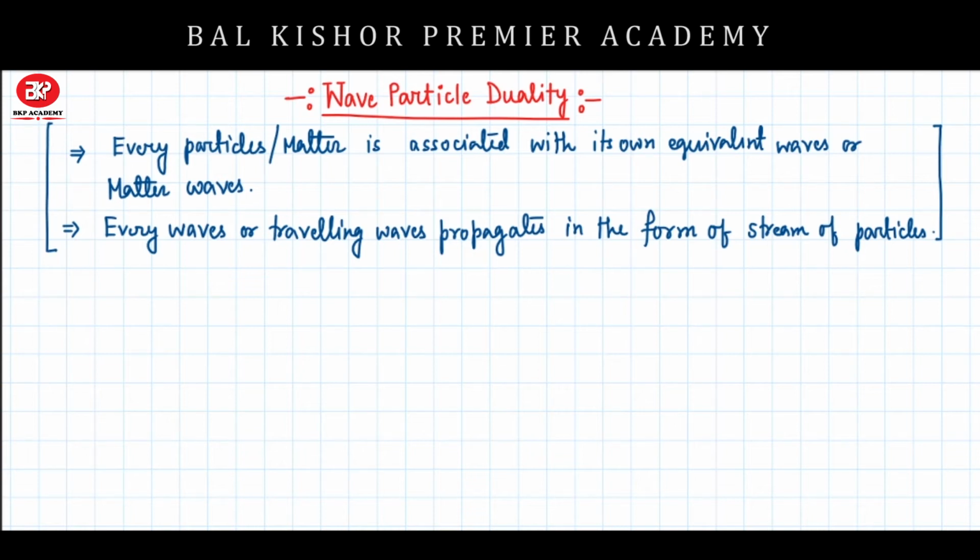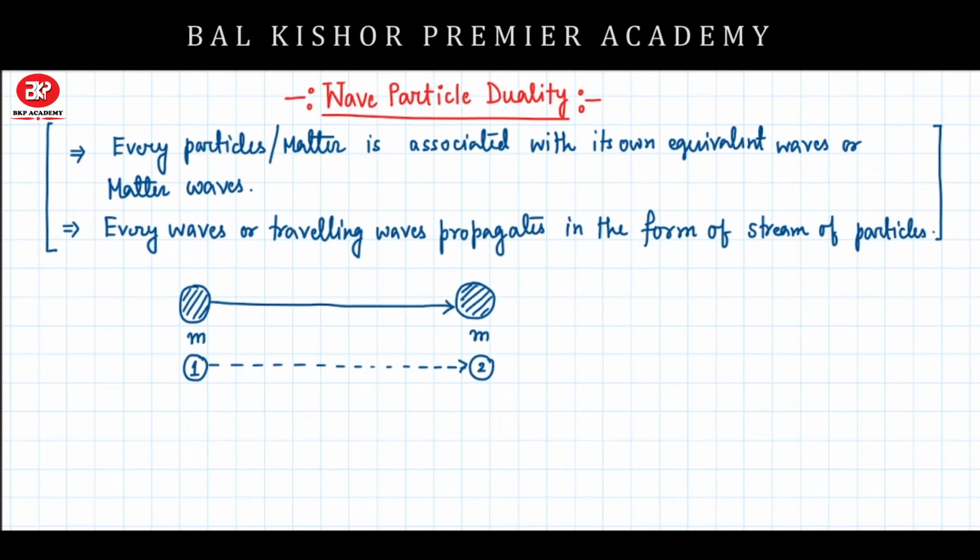That means if we have a particle like this, suppose this is a particle having mass m. If this particle is traveling from position 1 to position 2, the mass m will be here. So this particle has traveled from point 1 to point 2. Then according to the wave particle duality, there is an equivalent matter wave associated with this matter, which has also traveled with this matter from point 1 to point 2. This wave is called the matter wave. That means a matter can be thought of as an equivalent matter wave.